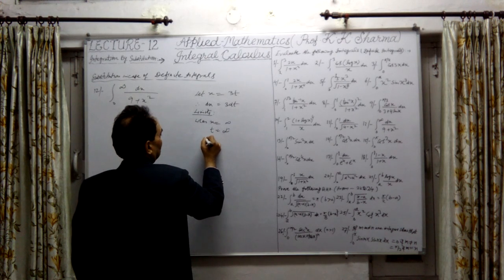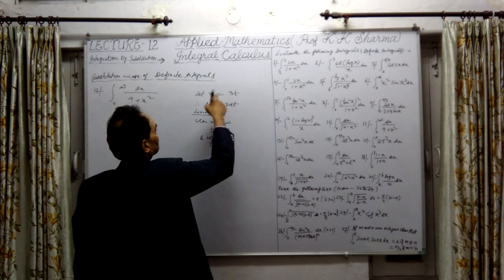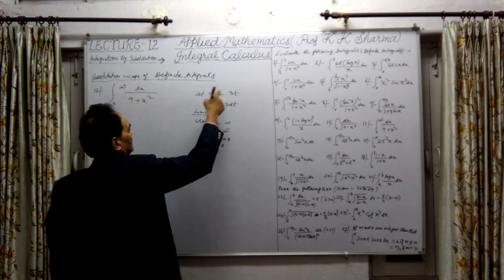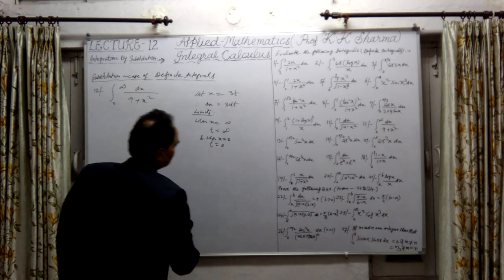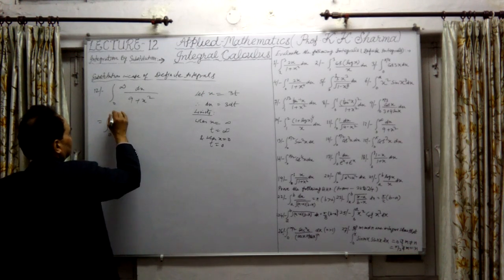And when x equals 0, t is also 0, because if I substitute 0, t is 0. When x is infinity, t is infinity. We change in the same limits. Okay, no problem, 0 to infinity.